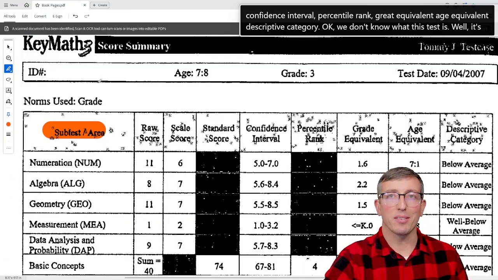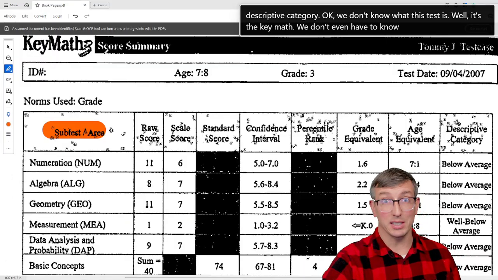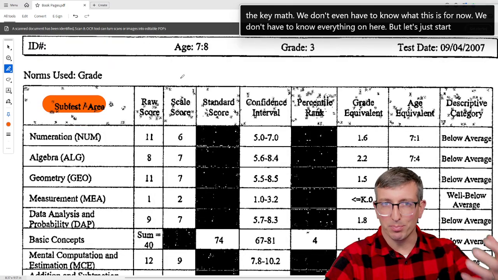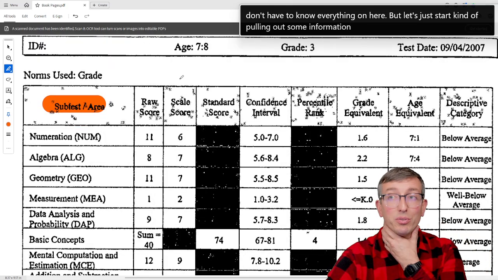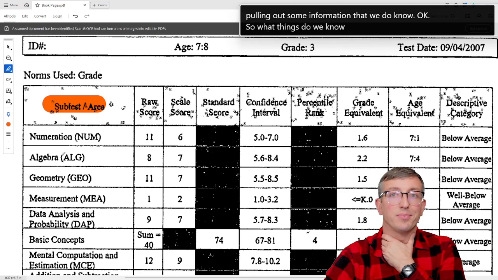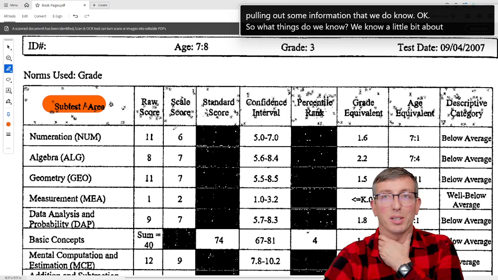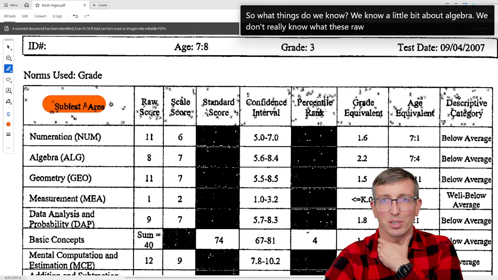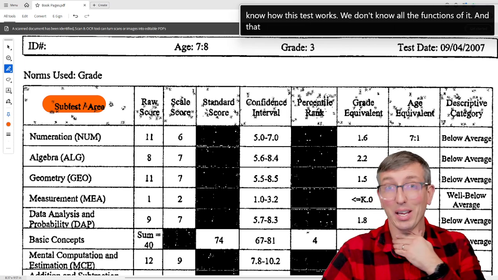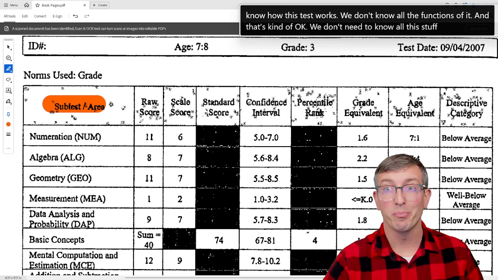Well, it's the KeyMath. We don't even have to know what this is for now. We don't have to know everything on here, but let's start pulling out some information that we do know. What things do we know? We know a little bit about algebra. We don't really know what these raw scores mean because we don't know how this test works. We don't know all the functions of it, and that's okay. We don't need to know all this stuff, right?